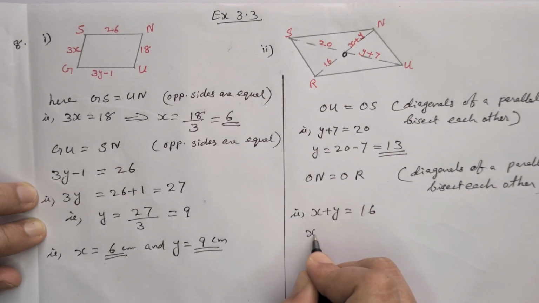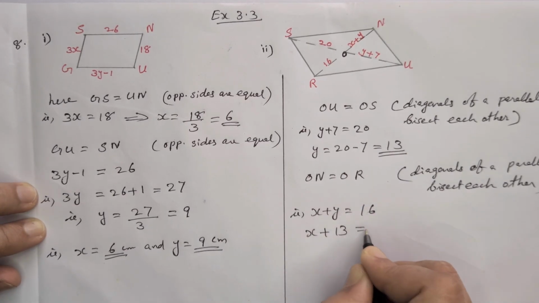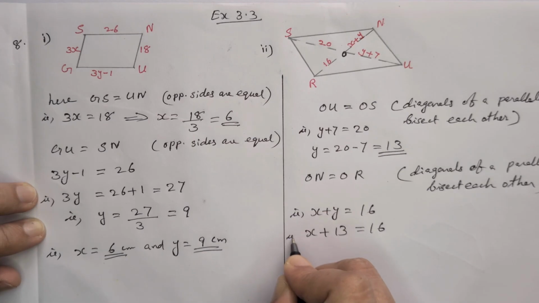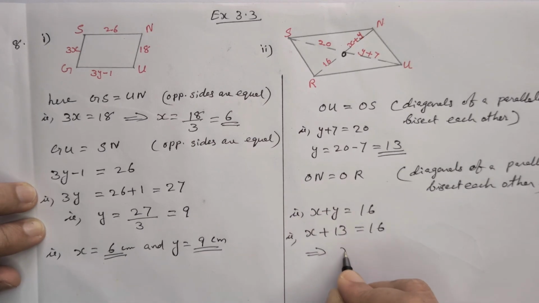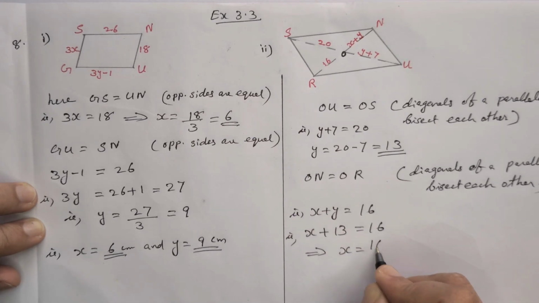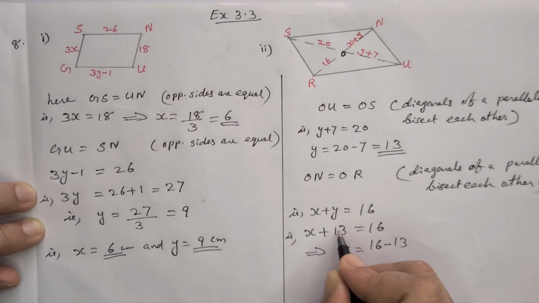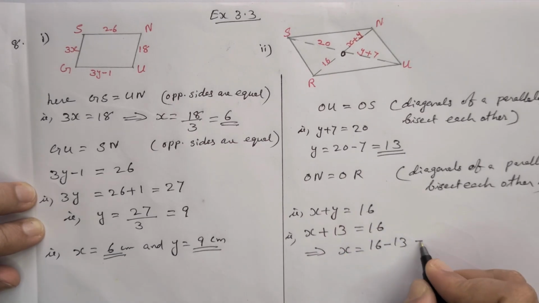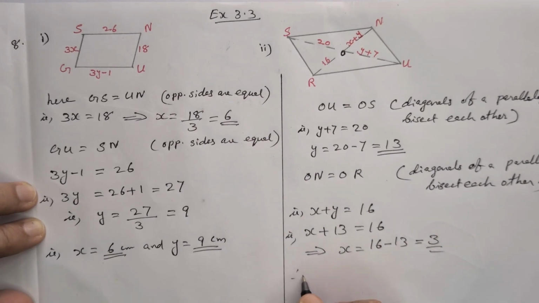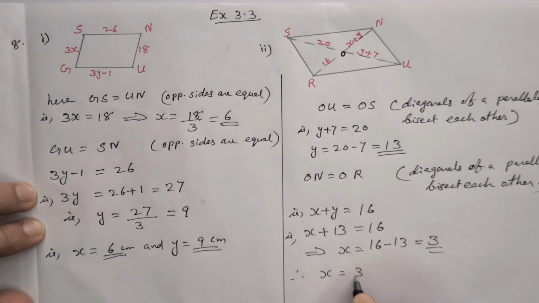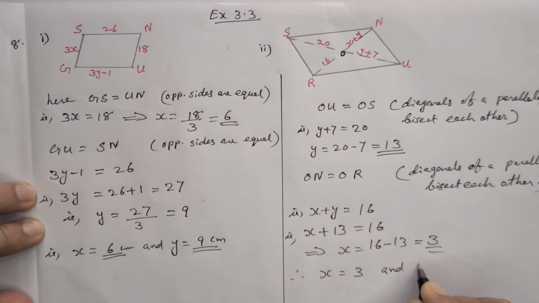So we can replace x plus 13 is equal to 16, which implies x is equal to 16 minus 13. When you are changing this 13 to the other side, it will become minus 13. 16 minus 13, 3. Now we can write x is equal to 3 and y is equal to 13.